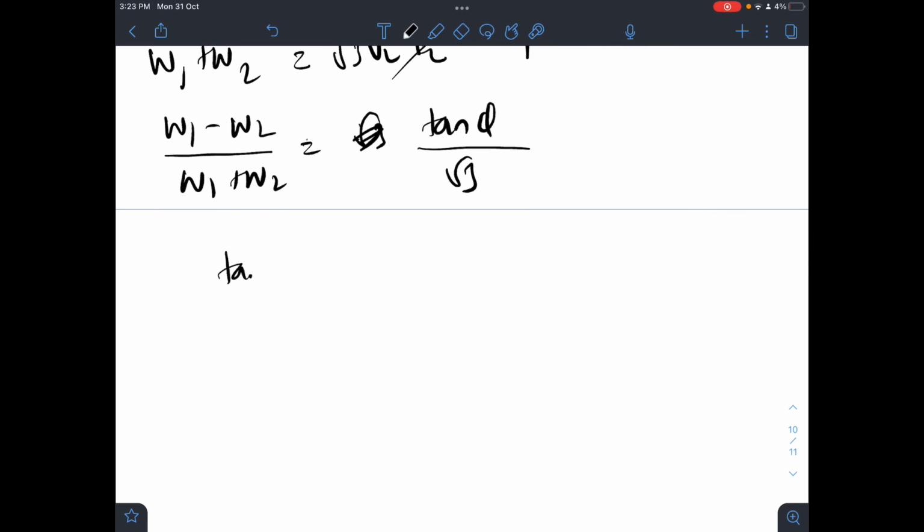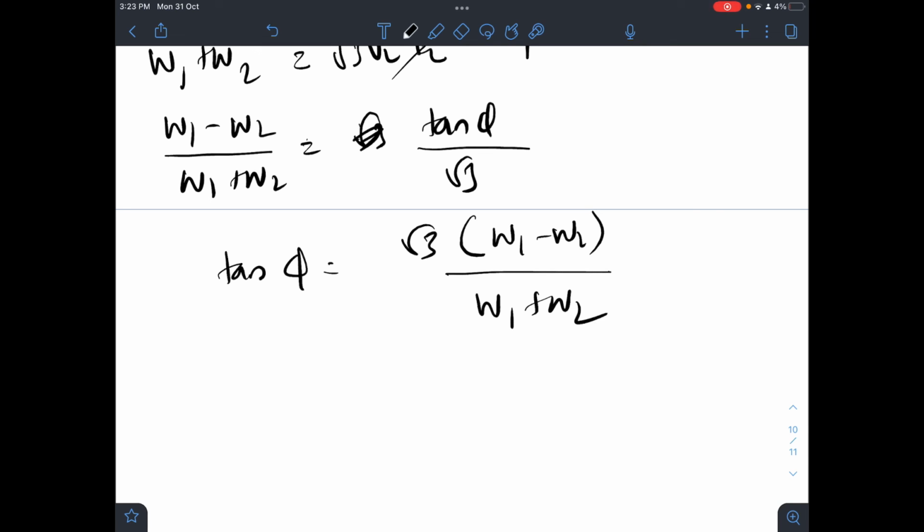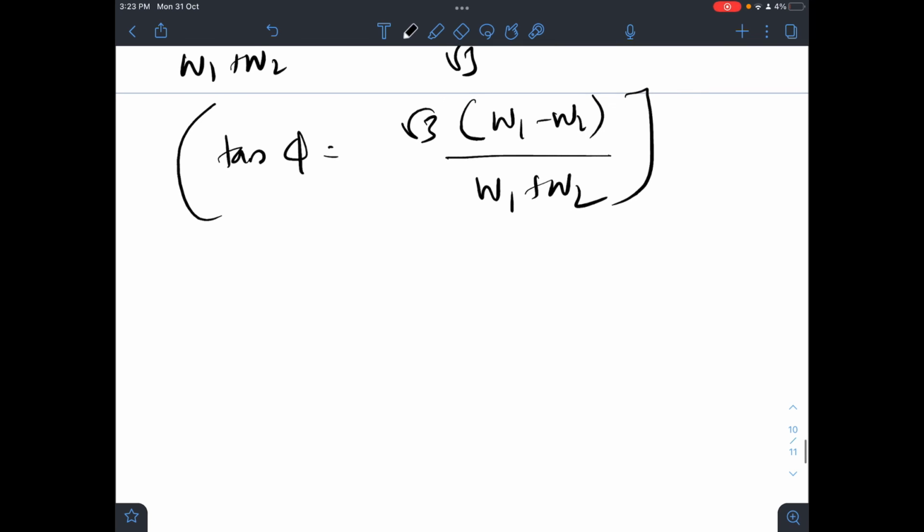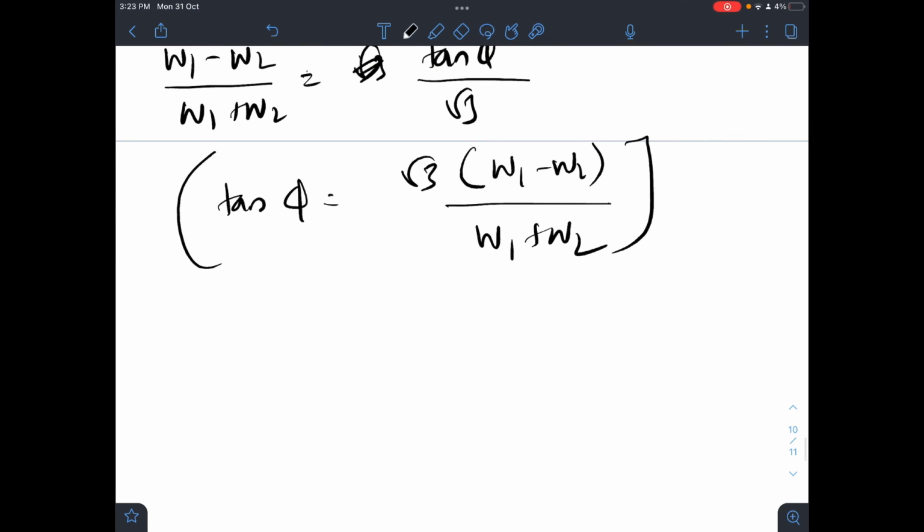Or I can write that tan phi is going to be equal to root 3 into W1 minus W2 divided by W1 plus W2. Now from this you can find out phi. Phi will be equal to tan inverse of this equation. So now whenever you are having a 2 wattmeter method, you have an indirect way of measuring the power factor. What is the power factor angle you can indirectly measure using a 2 wattmeter method. So this is what I want you to understand here.